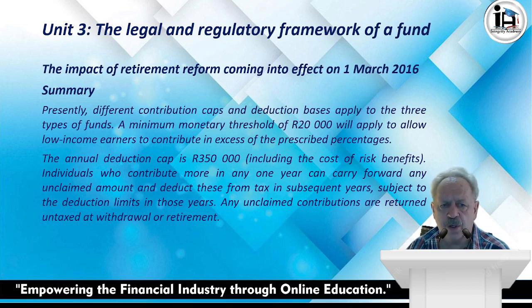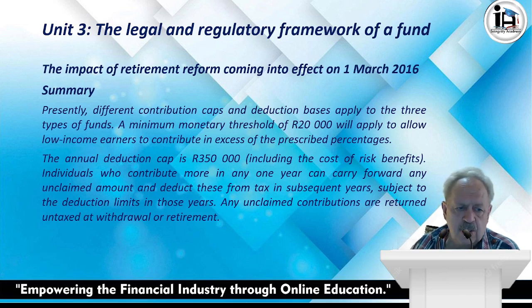A minimum monetary threshold of 20,000 will apply to allow low-income earners to contribute in excess of the prescribed percentages. The annual deduction cap is 350,000, including the cost of risk benefits. Individuals who contribute more in any one year can carry forward any unclaimed amount and deduct these from tax in subsequent years, subject to the tax deduction limits in those years. Any unclaimed contributions are returned untaxed at withdrawal or at retirement.